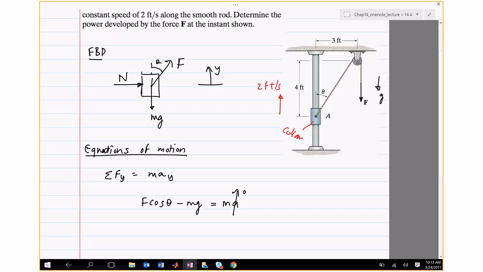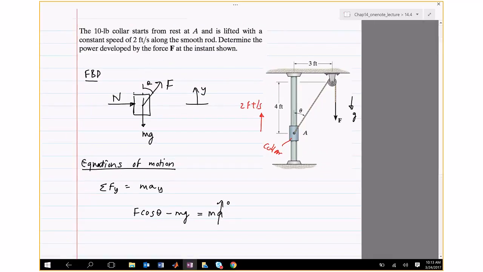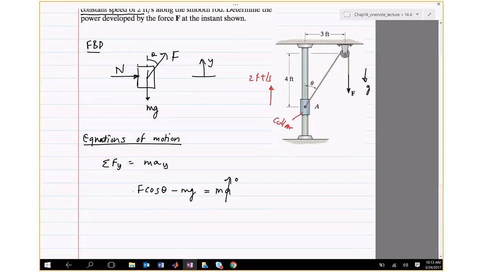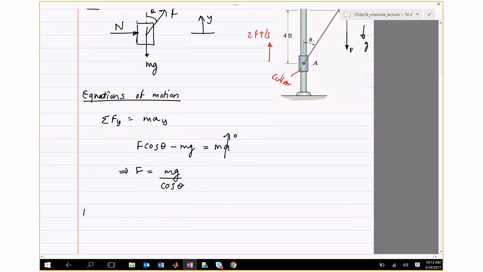Why? Because you're told that the collar goes up and down with constant speed. So moving mg to the other side, I get F equals mg divided by cosine of theta. Okay, the final thing is to find the power.